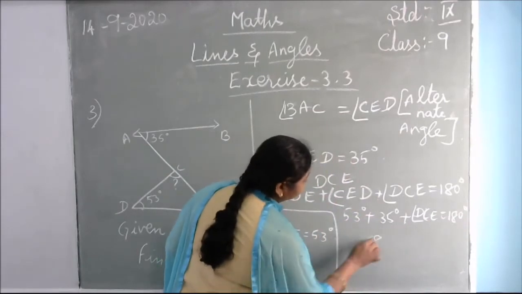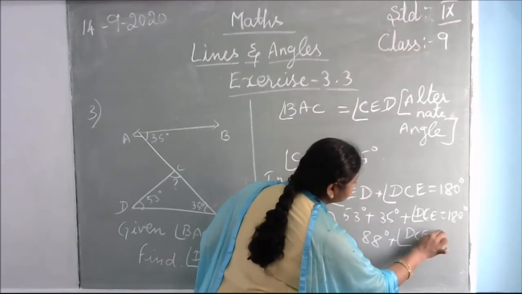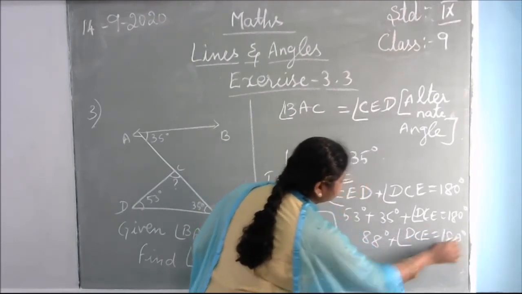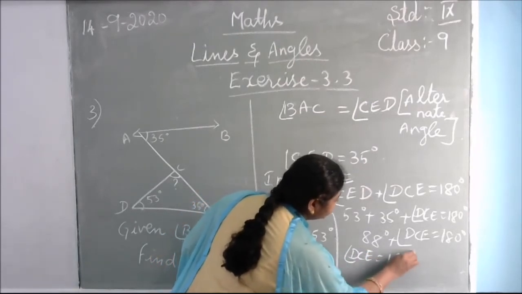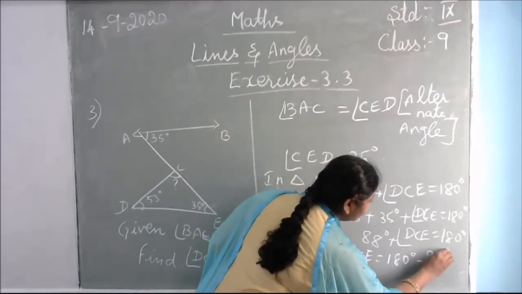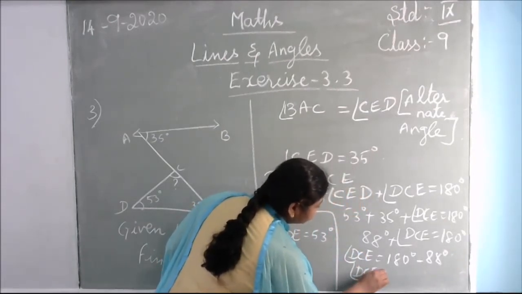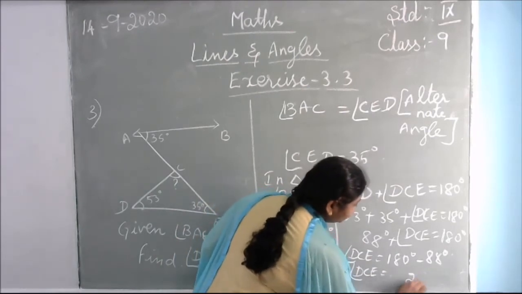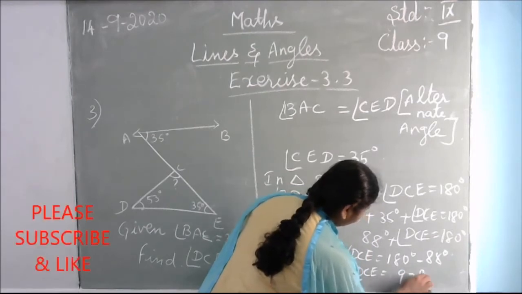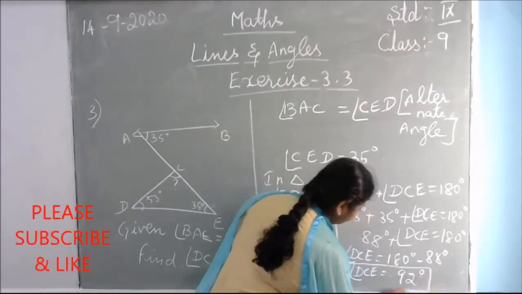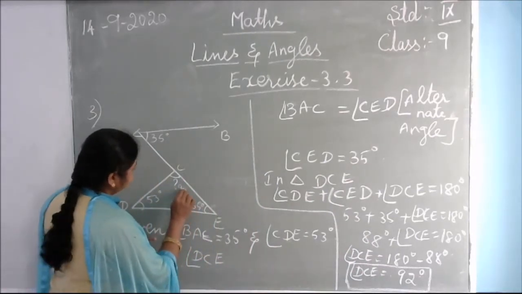So 88 degrees plus angle DCE is equal to 180. So angle DCE is equal to 180 degrees minus 88. So angle DCE is equal to 270 minus 8, which is 92. So how much is DCE? 92. So this one is 92.